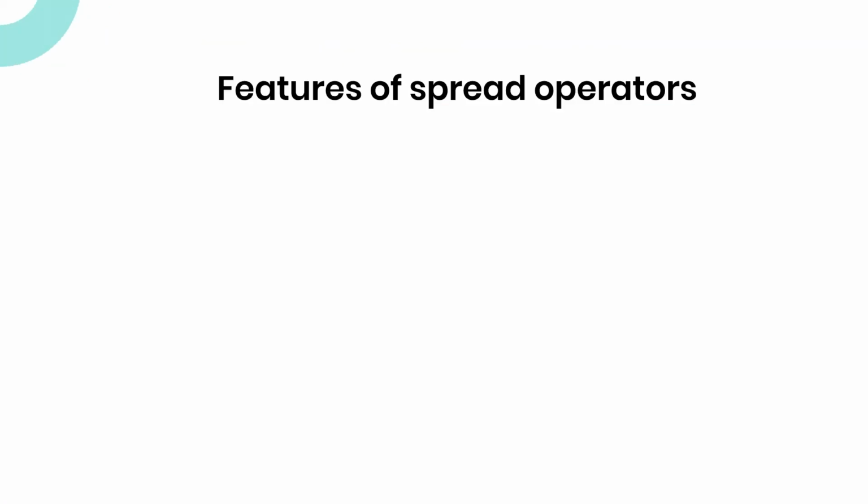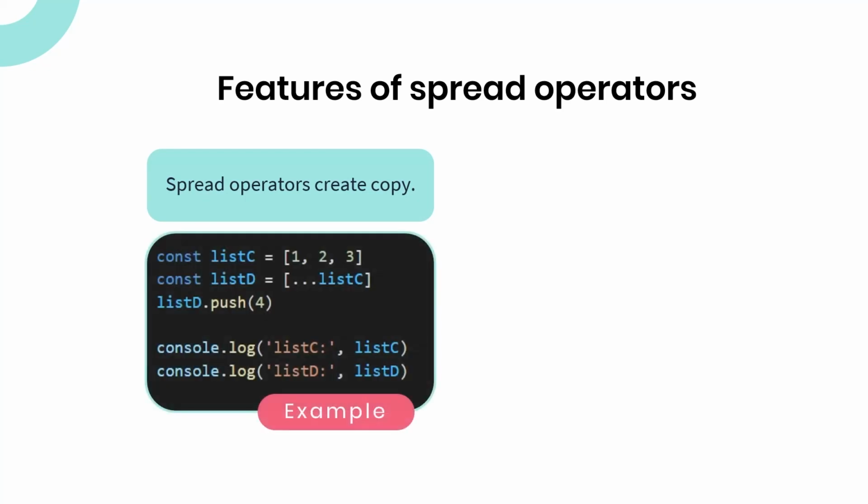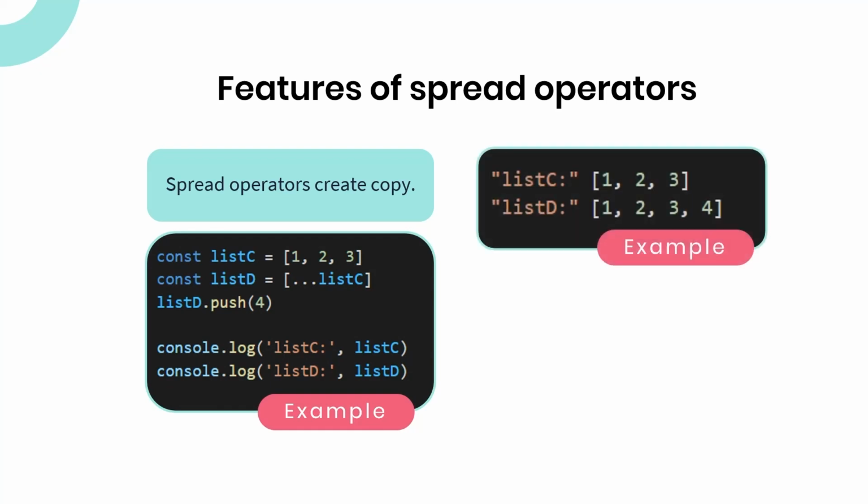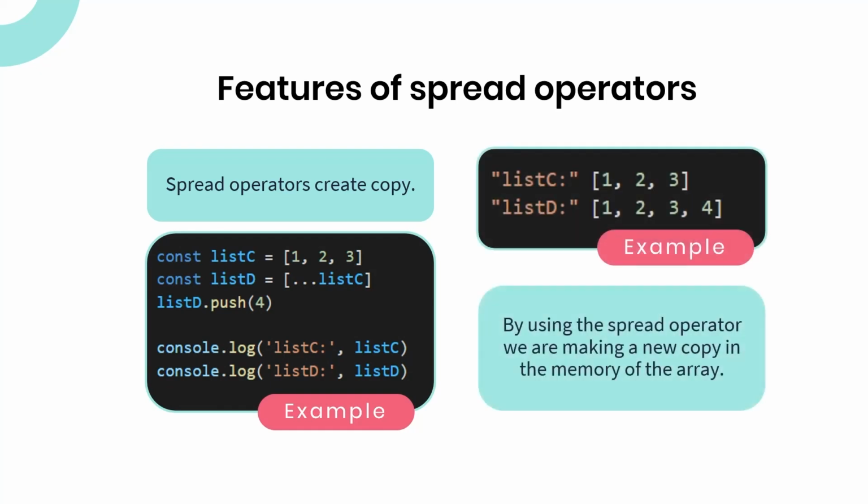So then, how do we create a copy? Well, this is precisely where the spread operator comes into the picture. It creates a copy. Let's take a look at that previous example using the spread operator. And the output is, in this case, by using the spread operator, we are making a new copy in memory of the array. So when we update list D, we are not affecting list C at all.